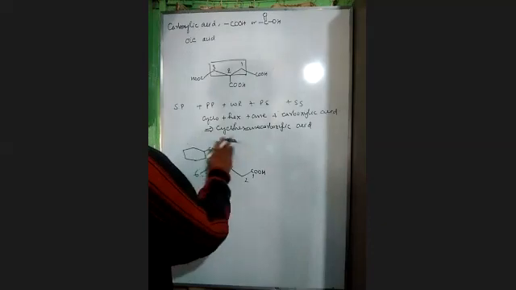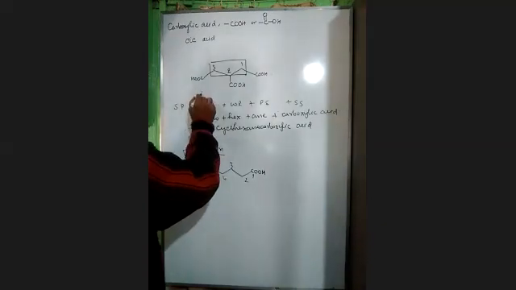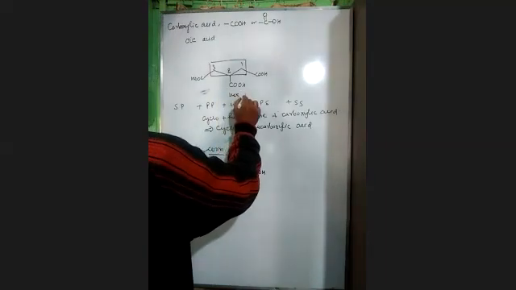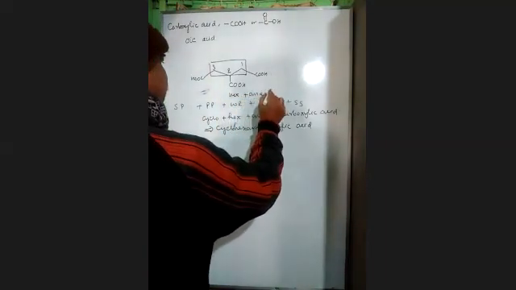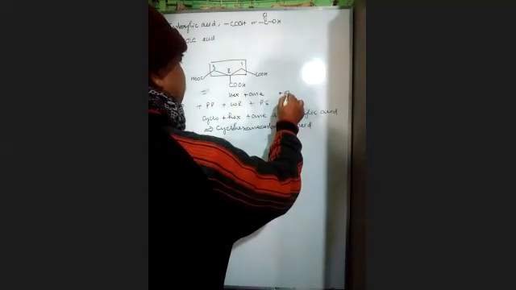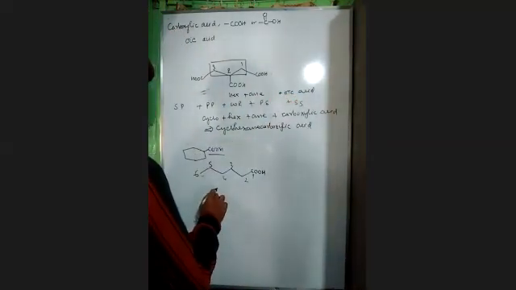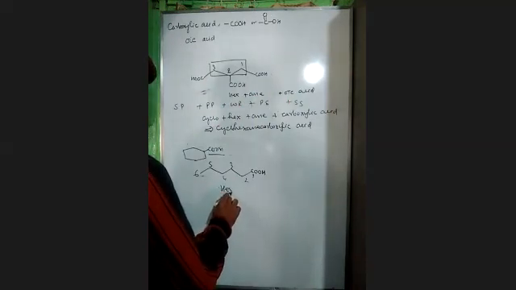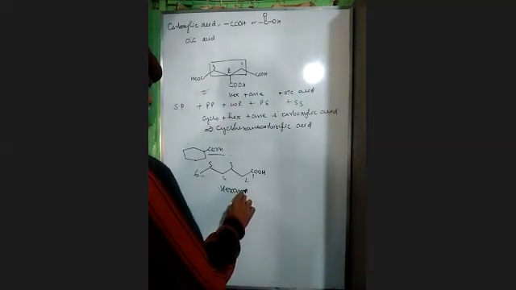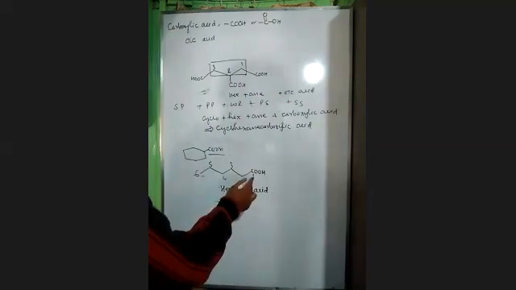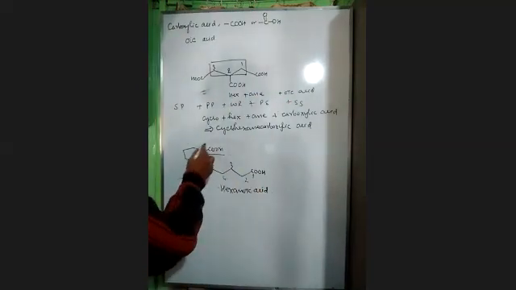In this case, what are we going to write here? Cyclo, okay, I'll write on the top. HEX, ANE, OIC acid. So the name of this is hexanoic acid. Please remember, this is a part of the main chain, but the other is outside the main chain.